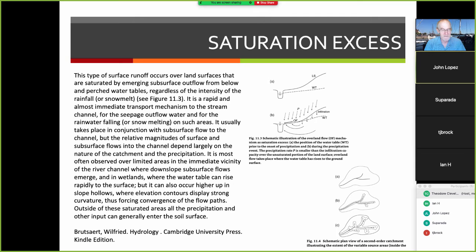Outside of these saturated areas, all the precipitation and other input can generally enter the soil surface. If in your readings you come across the idea of partial area contribution, that concept and the saturation excess concept are entirely compatible. I would argue that they're explaining the same thing from a slightly different perspective.